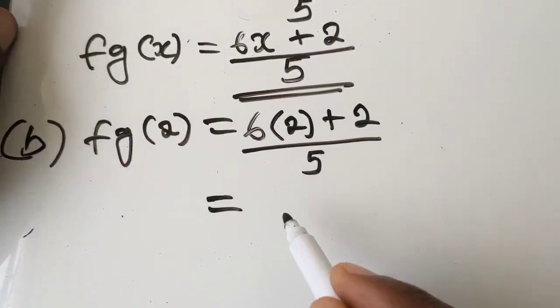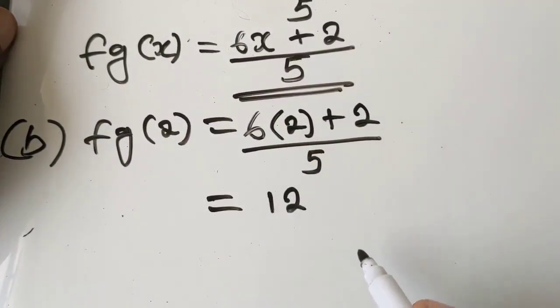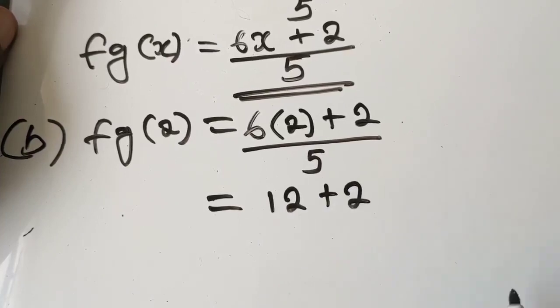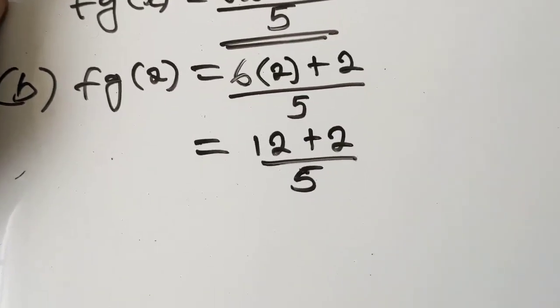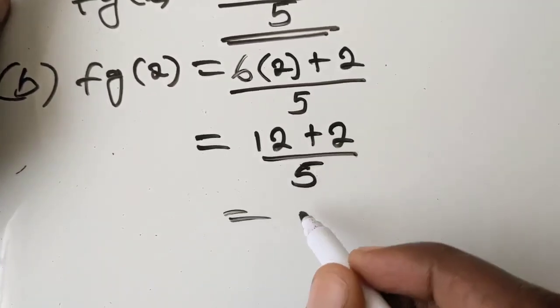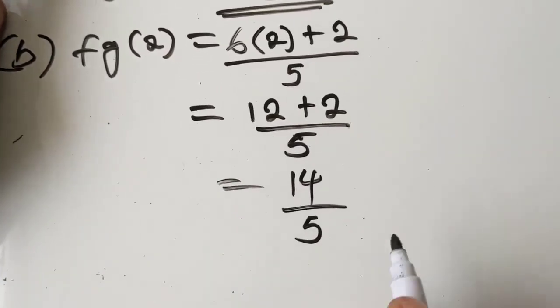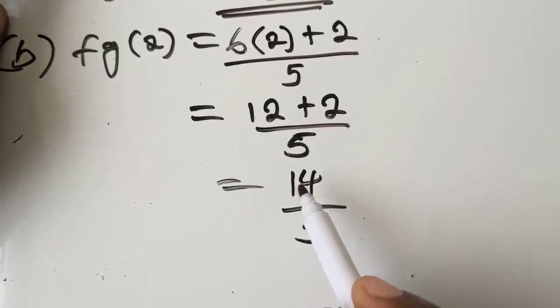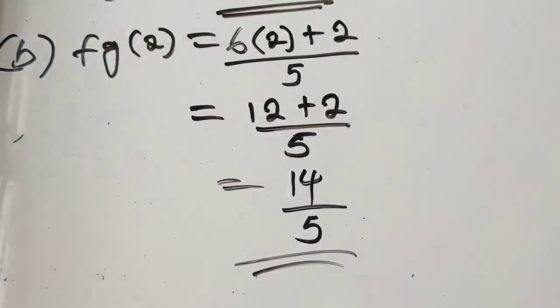So we say equals, what is 6 times 2? 6 times 2 is 12, plus 2, then it is divided by 5. What is 12 plus 2? The answer is 14, then divided by 5. Here, there is no number which can go into both without leaving a remainder, so the answer ends there. This is the final answer.